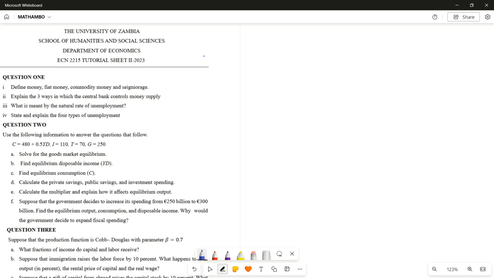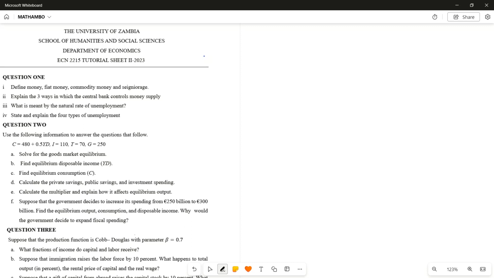And this question covers unemployment. So question 3 says, suppose the production function is Cobb-Douglas with parameter beta equal to 0.7, right?